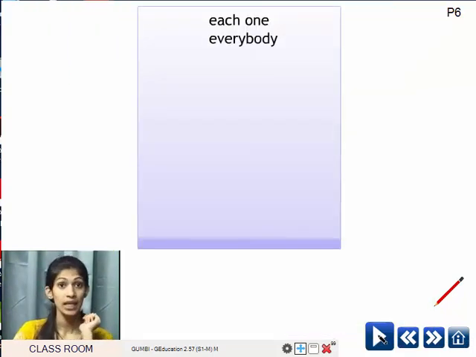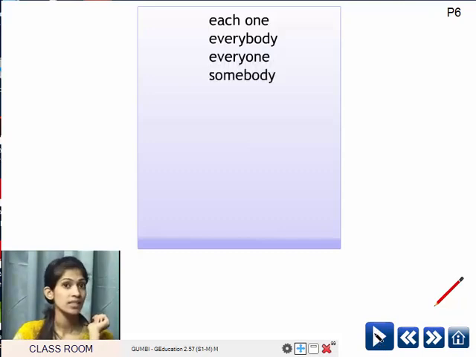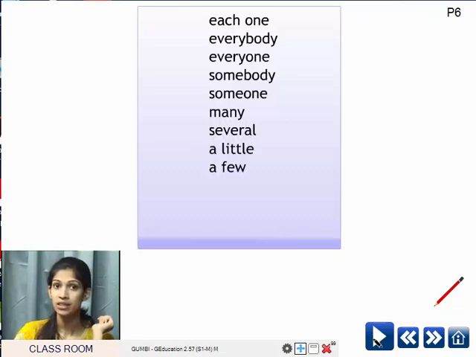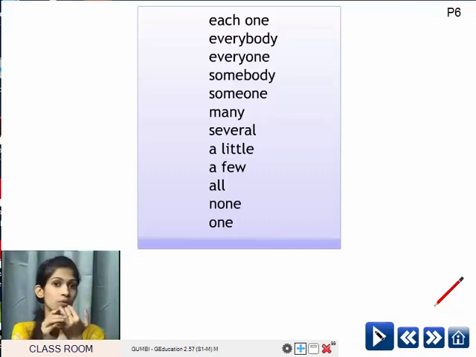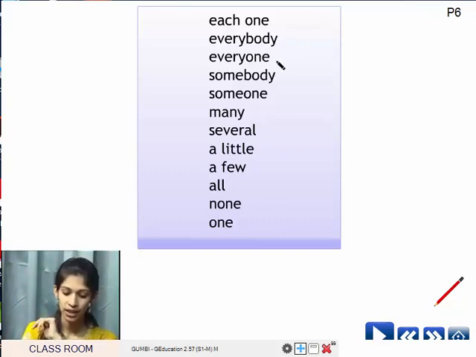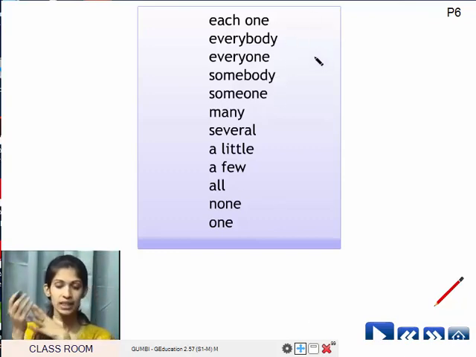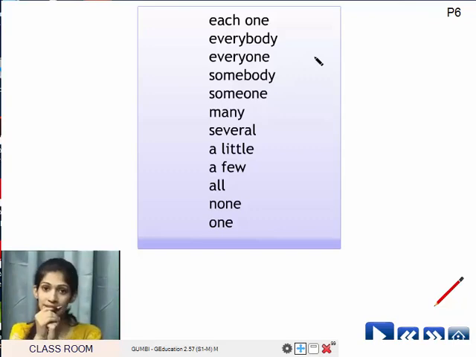Each one, everybody, everyone, somebody, someone, many, several, a little, a few, all, none, and one. A few apples, many apples, each one, everybody, everyone, somebody, someone, each, one, none: determiners.